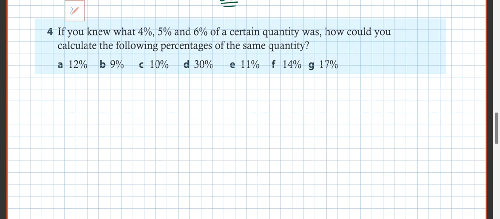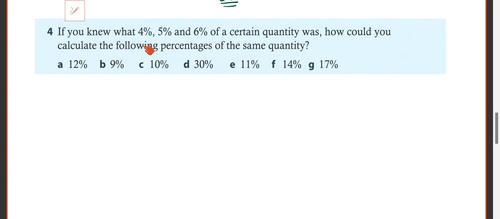So, finishing this stuff off then. I can't believe over the years how many people just get this wrong in the assessment. There's this kind of question in the assessment. If you know what 4%, 5%, and 6% of a quantity was, how could you calculate the following percentages of the same quantity? Now, what people don't like about this question is we don't know what the quantity is. And I say, well, we don't need to.